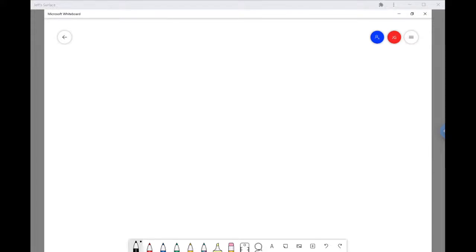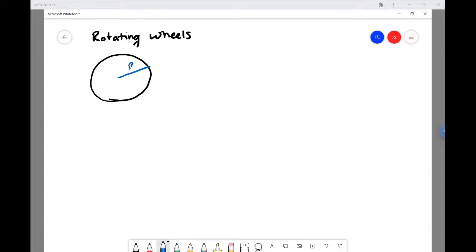All right, how about let's talk about the dynamics of a wheel, or the mechanics of a wheel. Rotating wheels. And what are the characteristics of a wheel? Well, a wheel has a radius. That's a horrible circle. Try again. Well, that's a little better. So a wheel has a radius. Maybe I'll call that little r.